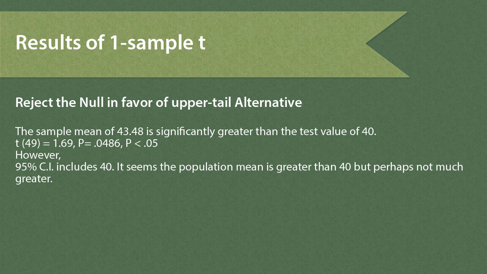However, we found also that in the 95% confidence interval for the population mean, we found the value 40,000. So while it seems that the population mean is in fact somewhat greater than 40,000, perhaps it's not all that much greater than 40,000.